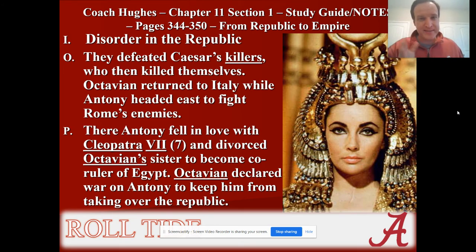Well, obviously, this does not sit well with Octavian. Hey, you cheated on my sister, and now you divorced her, you married this other girl, and now you're co-ruler of Egypt with Cleopatra? No, not going to happen. So basically, Octavian declares war on Antony and his troops to keep him from coming back and taking over Rome and having Cleopatra and Mark Antony basically co-rule Rome and Egypt. So here we go again, kind of another civil war to a degree.